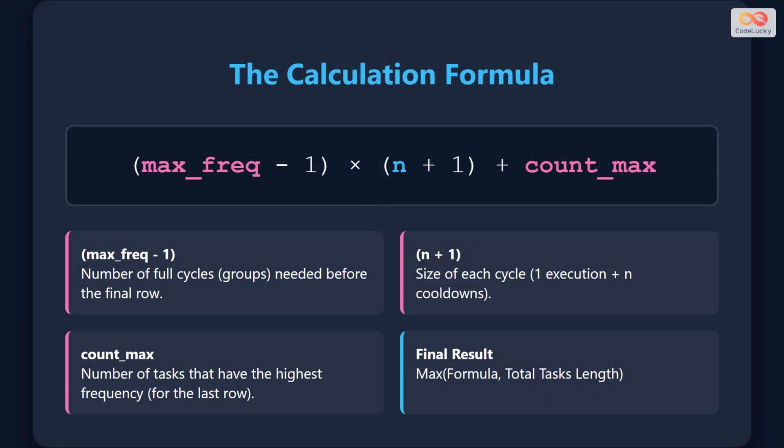We can calculate the minimum time mathematically without simulating every step. We take the maximum frequency minus 1, multiplied by n+1. Then, we add the count of tasks that share that maximum frequency. Finally, we take the maximum of this result and the total number of tasks.